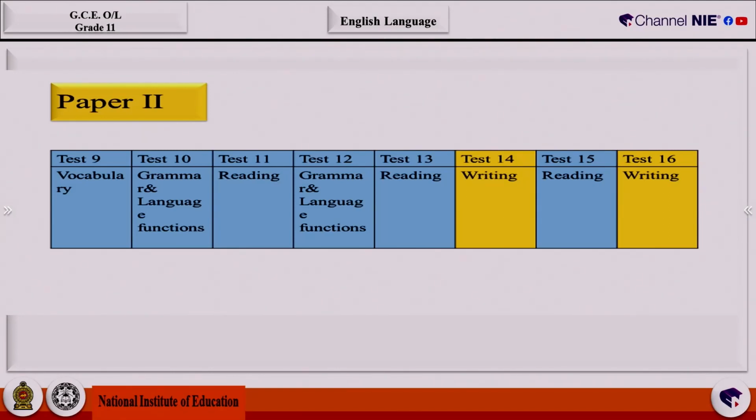Test 9, it is about vocabulary. Test 10 may be grammar and language functions. Test 11 is based on your reading ability. Test 12 will be again based on grammar and language functions. Test 13 and test 15 again will be based on your reading skills. So let's talk about test 14 and 16.